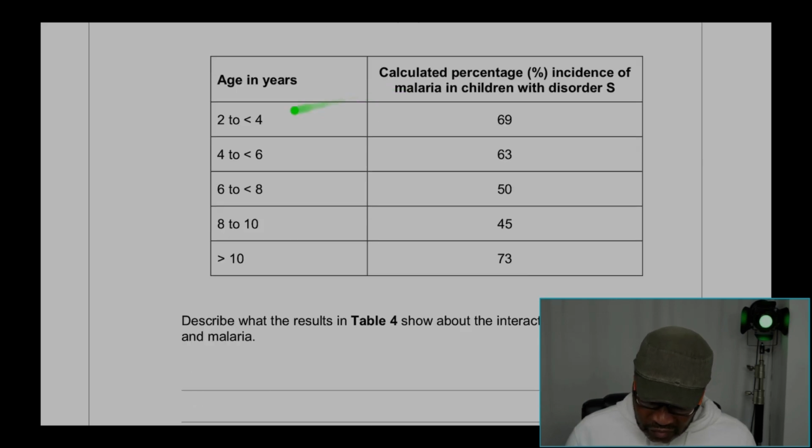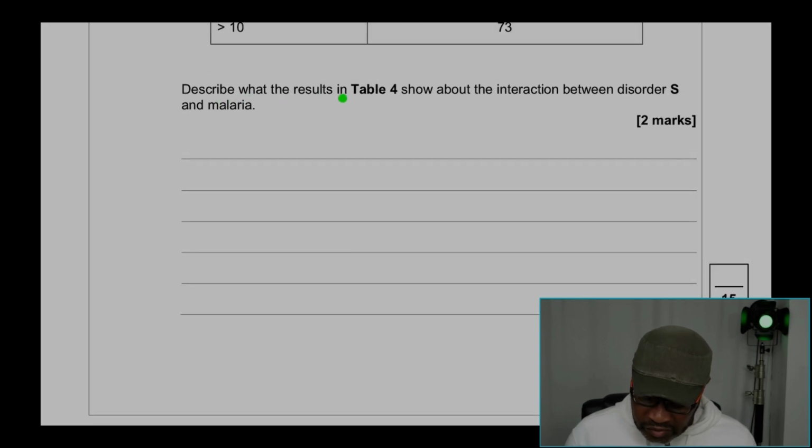Here's Table 4. So the 2 to 4, 4 to 6, and these are the values calculated for the incidence of malaria in children with disorder S. Describe what the result in Table 4 shows about the interaction between disorder S and malaria.